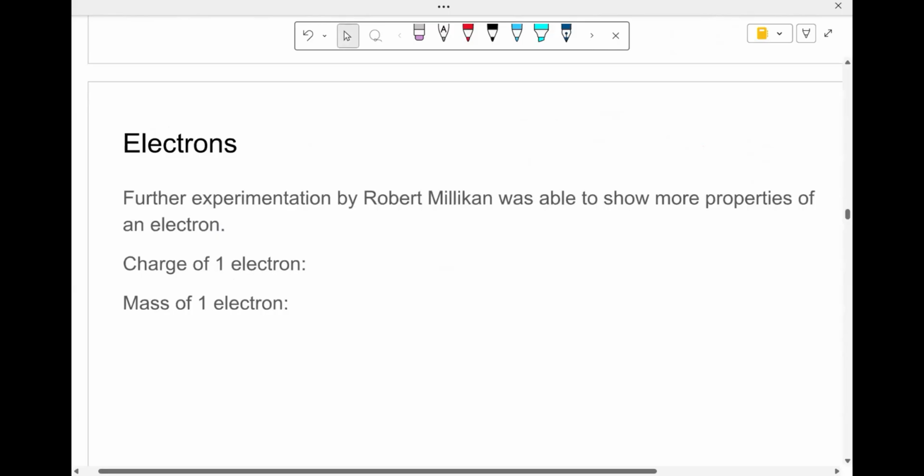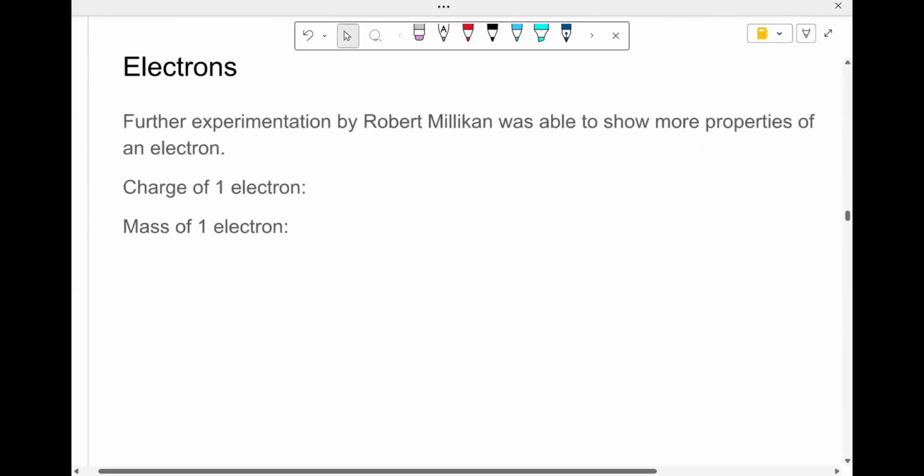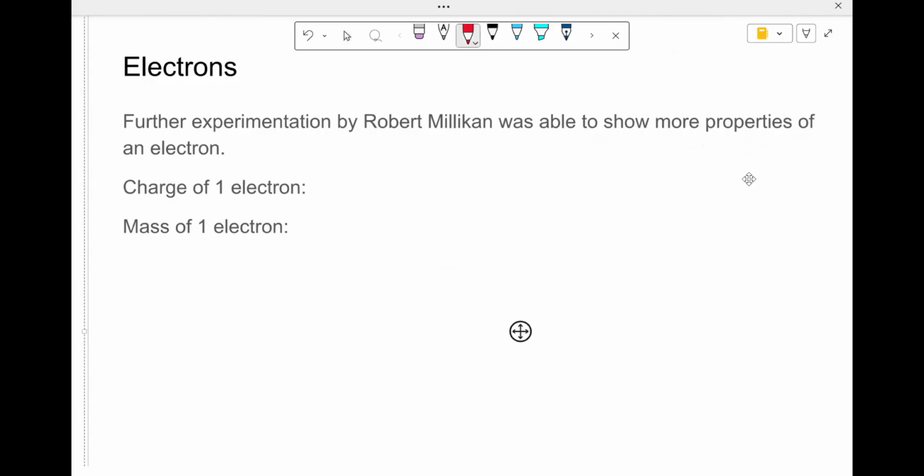Now, further experimentation was done by Robert Millikan, which he was able to show the actual properties of an electron. What is the actual charge and what is the mass? And he was able to calculate that the charge of an electron was negative 1.602 times 10 to the negative 19th coulombs. Coulombs is kind of the standard unit of a charge.